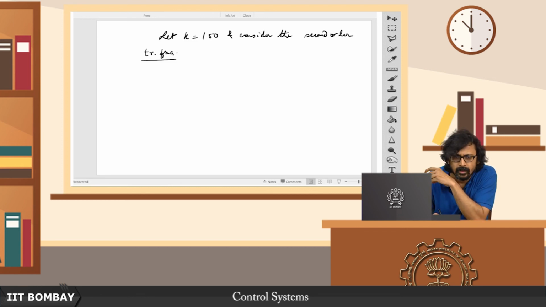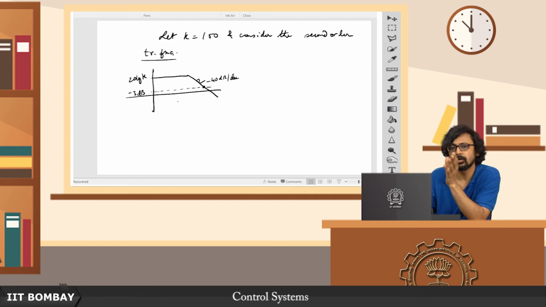So let me first draw the open loop system's Bode plot. It is something like this. Let us say this is 20 log of k, and it goes like this. This is minus 40 dB per decade, and suppose you have this minus 3 dB line here. So this is basically your bandwidth. This is the open loop system's Bode plot.